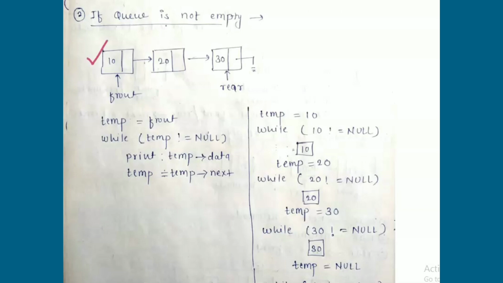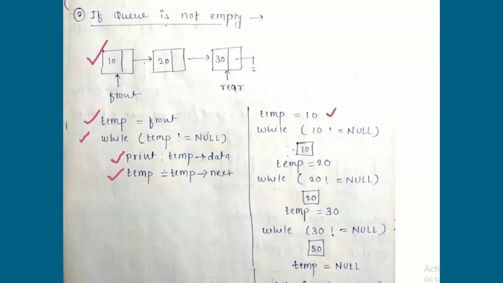Here I am considering three elements in my queue: 10, 20 and 30. I want to display 10, 20 and 30. 10 is the front of my queue and 30 is the rear end of my queue. For traversing, I will use a temporary variable that holds the value of front. After that, we will use while temp is not equal to null. Every time I am going to print temp data, and I will traverse the queue with the help of temp is equal to temp next.